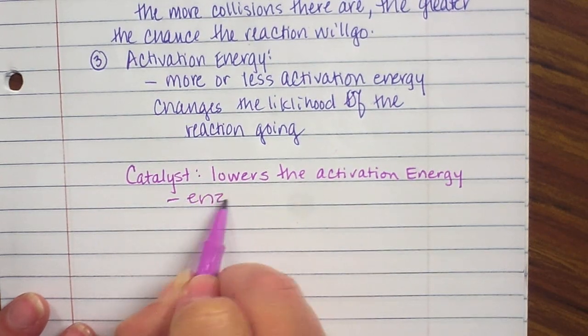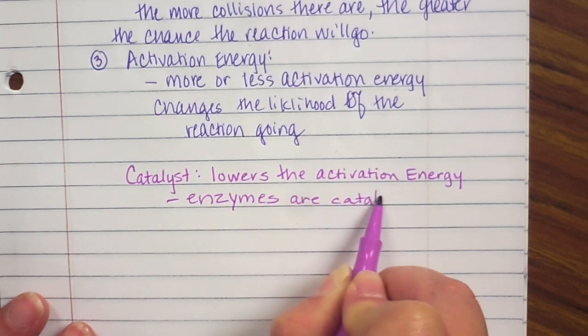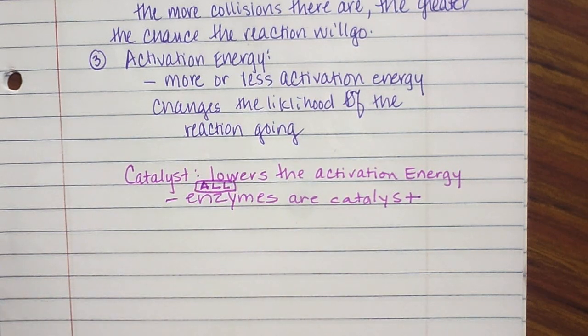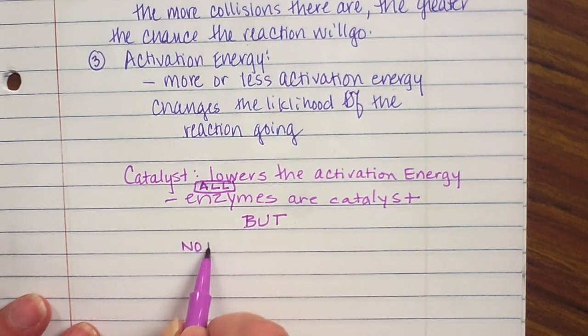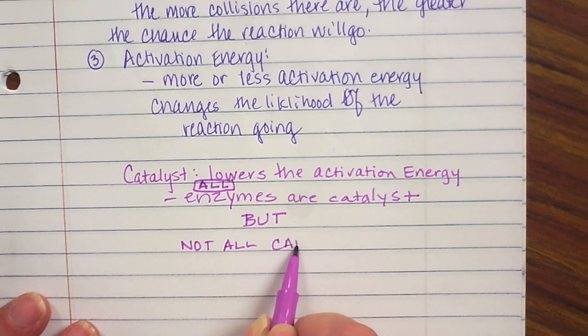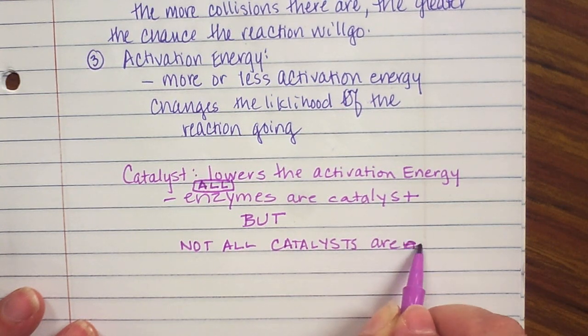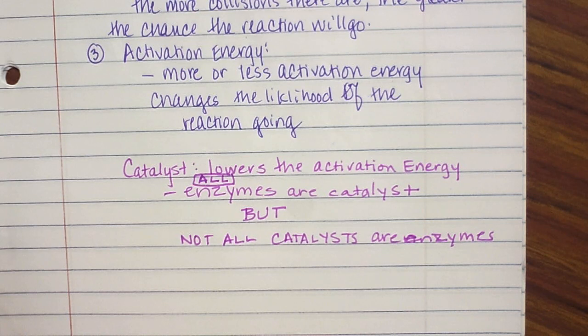So enzymes are catalysts. All enzymes are catalysts. We're going to go over this again tomorrow. All enzymes are catalysts, but not all catalysts are enzymes. Why? What's the difference between an enzyme and a catalyst? So that's the question: why are all enzymes catalysts, but not all catalysts enzymes?